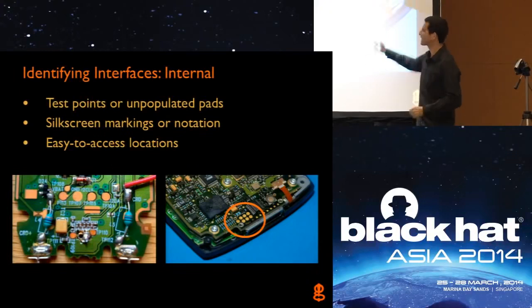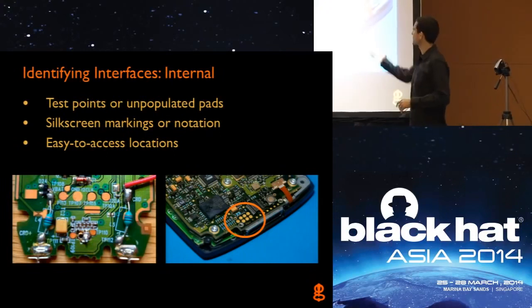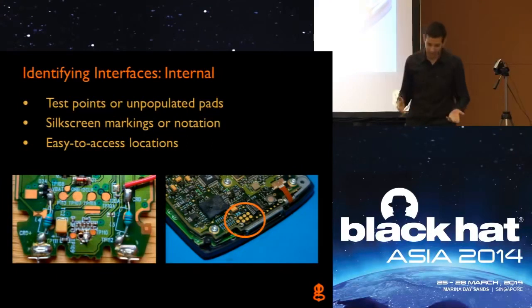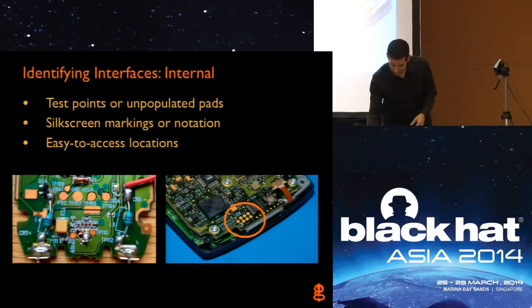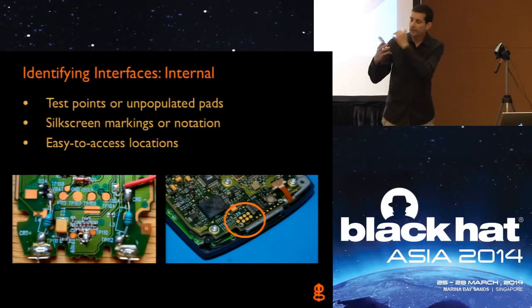So sometimes it's really easy and they actually give you good information. Other times too, if the test points are in an easy to access location, that also sort of gives it away. A lot of times we'll see the connectors on the ends of boards. I'm not going to switch to the camera for this, but you can come up and look.